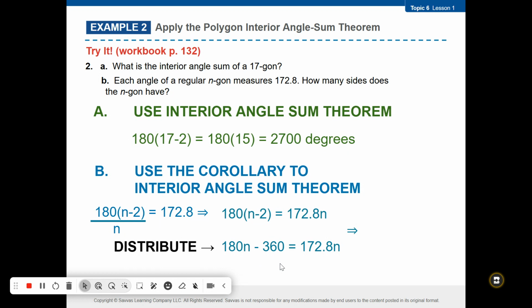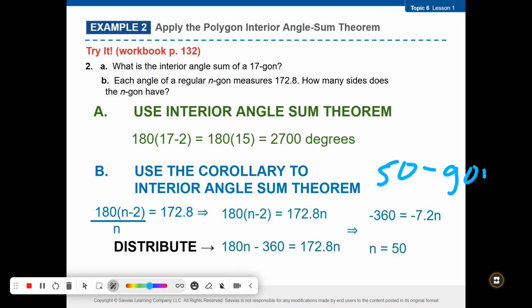All right, so now we're going to solve. We subtract the 180n from each side. You're going to get two negative numbers, and that's okay. There's nothing wrong with that. And then you divide by the negative 7.2n on each side. That should leave you with 50. So if we wanted to name this, which we should, because we should get into that habit, this would be a 50-gon. That is how we would name it. Questions on that?